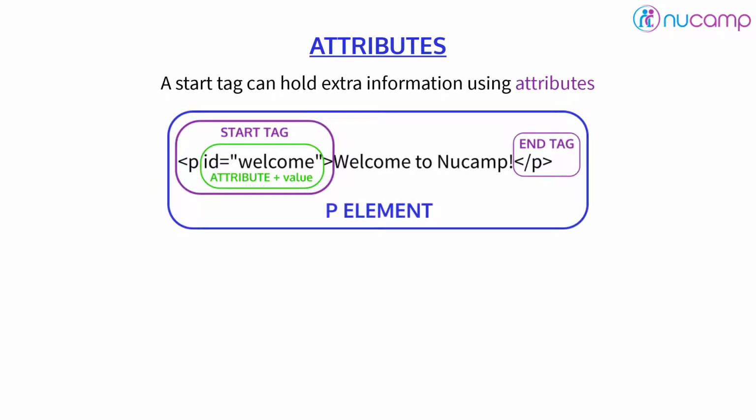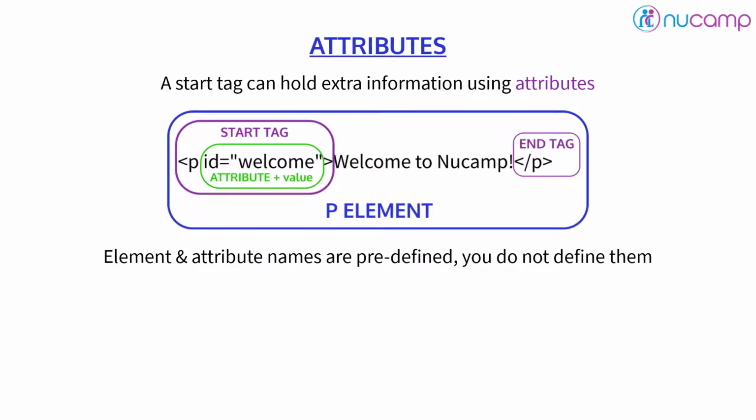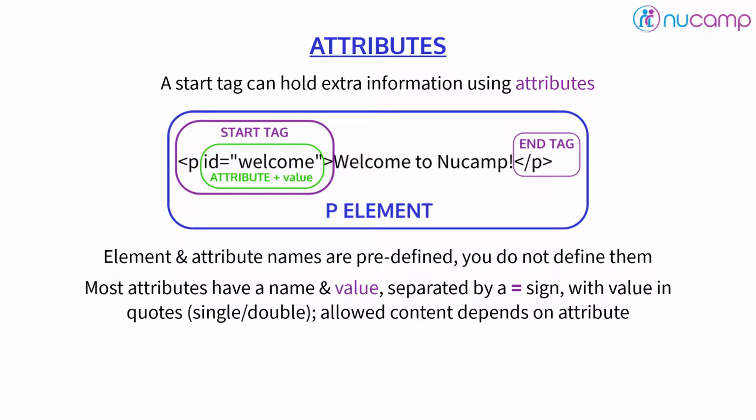A start tag can hold extra information using what are called attributes. Both the names of elements and attribute names are not defined by the user. There's a predefined set of elements and attributes that are set in the HTML standard. Most attributes have a name and a value, separated by an equal sign. The value should be in quotes, but not the attribute name. You can use single or double quotes. Just make sure that you start and end with the same type of quote.